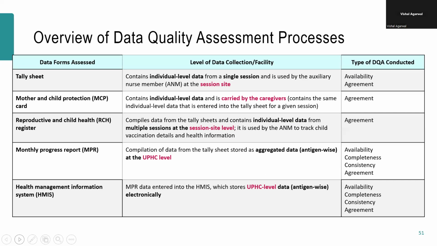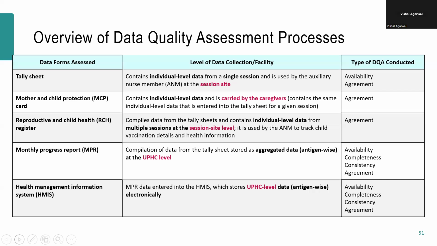So this is the summary of the data quality assessment process. Tally sheets contain the individual level data from a single session. The mother and child protection card is carried by the caregivers. The reproductive child health, that is the RCH register, contains the individual level data and is available at the session site itself. The monthly progress report is available at the UPHC level. That is basically the compilation of aggregate numbers from all the tally sheets, and the HMIS portal data, which we have downloaded before the field visit of the DQA.